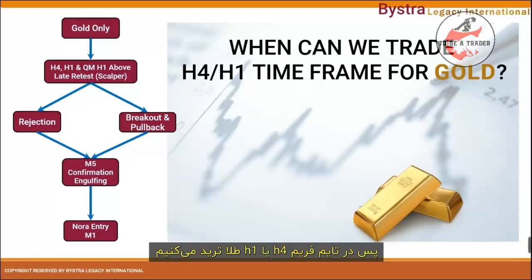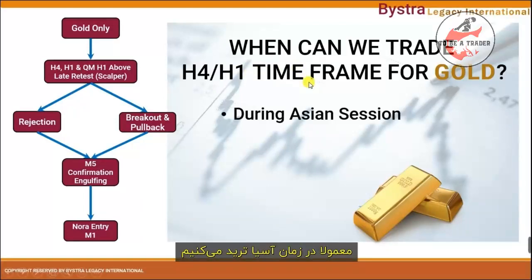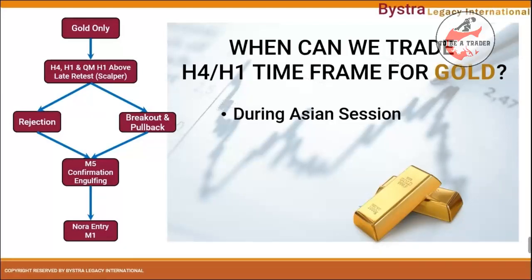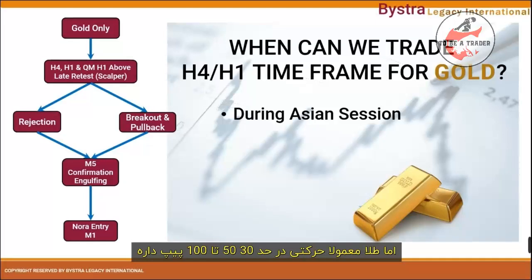So when can we trade the H4 H1 time frame for gold? Normally it is during the Asian session, because during this time the volatility is very low. However, for gold, even though the market volatility is low during the Asian session, gold normally will have a movement of around 30, 50 to 100 pips as well.